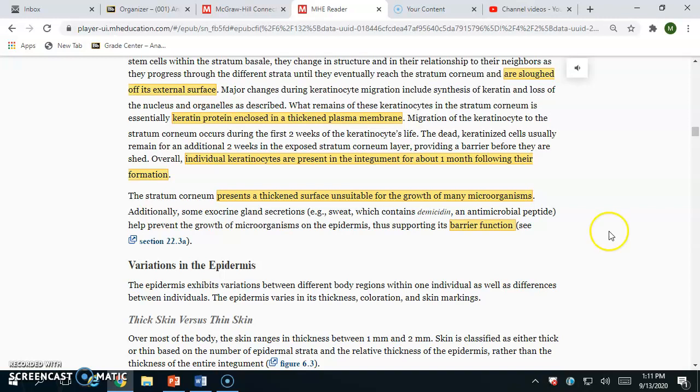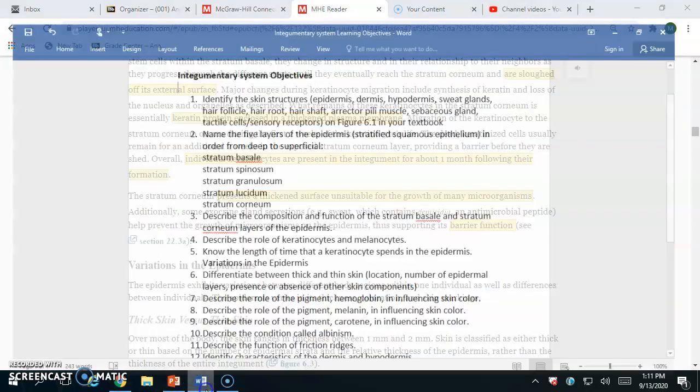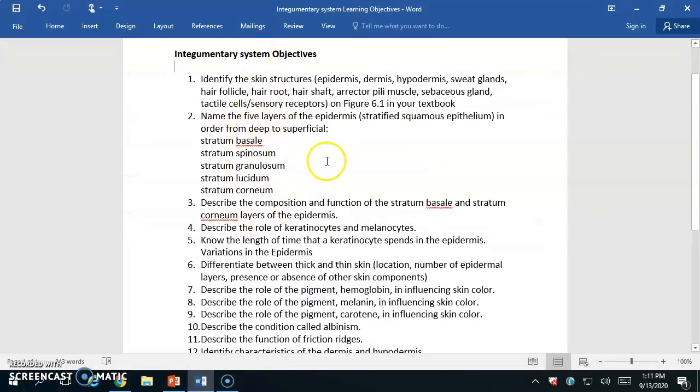All right, so that is our video, kind of had 2 of them, over the layers of the epidermis and the cells associated with those layers and what their functions are. The next video we'll talk about the variations in the epidermis, and get into some more information that's important to know for our integumentary system. So I'll see you in the next video.